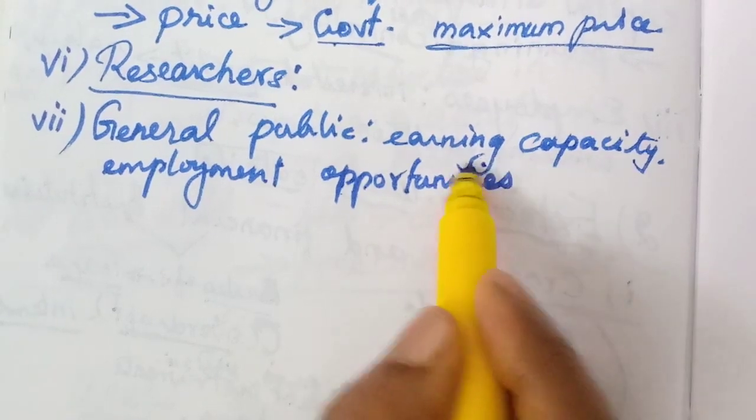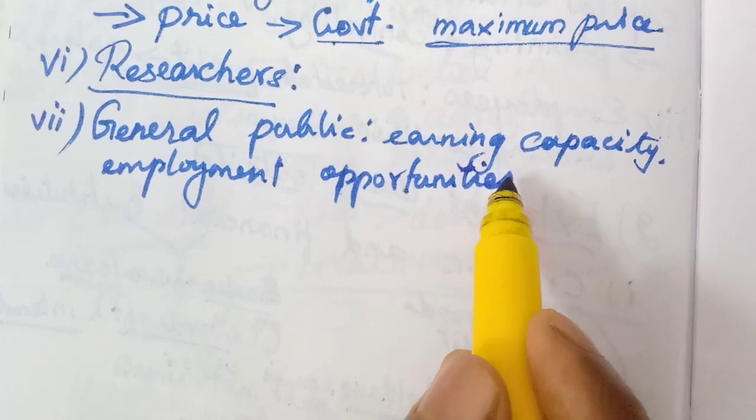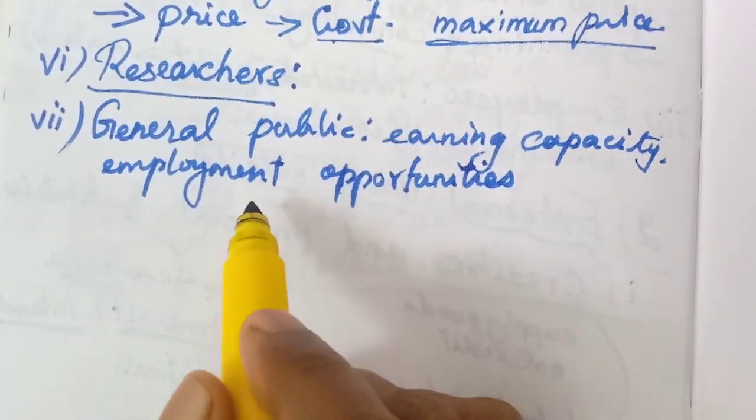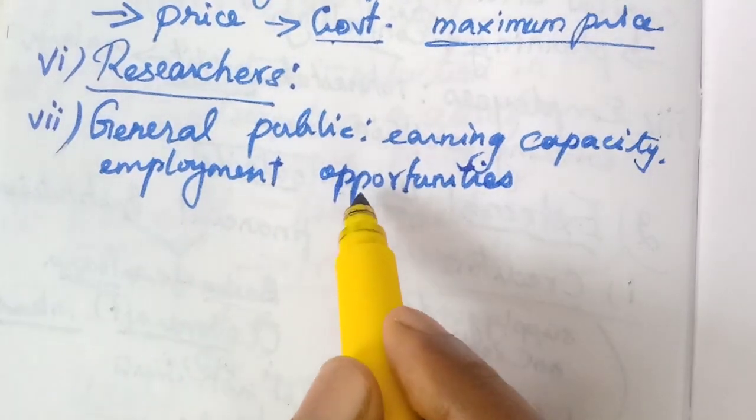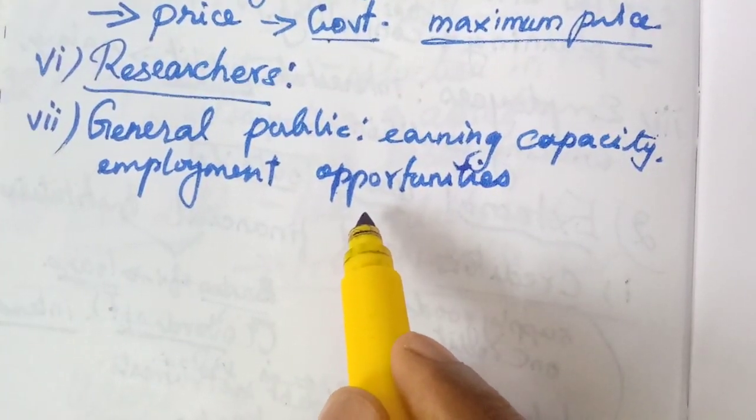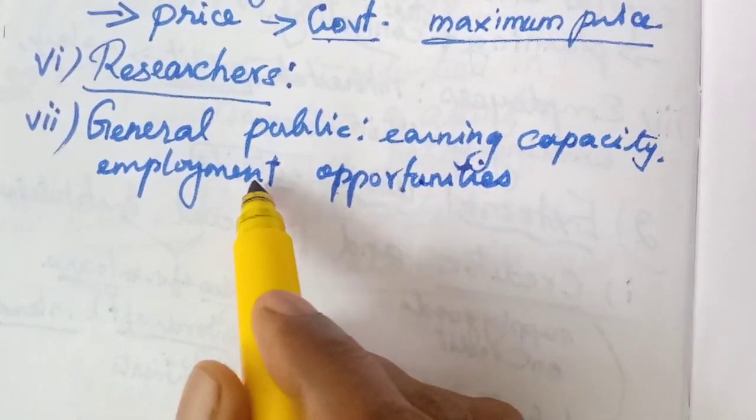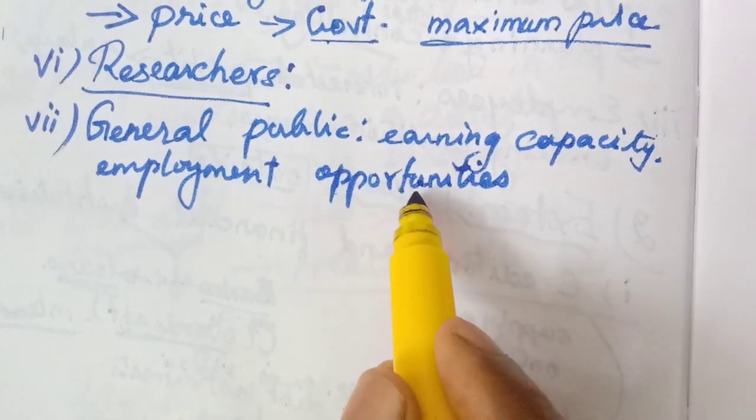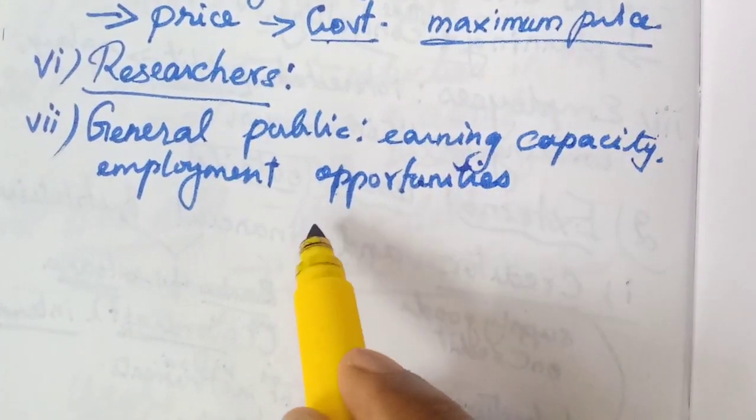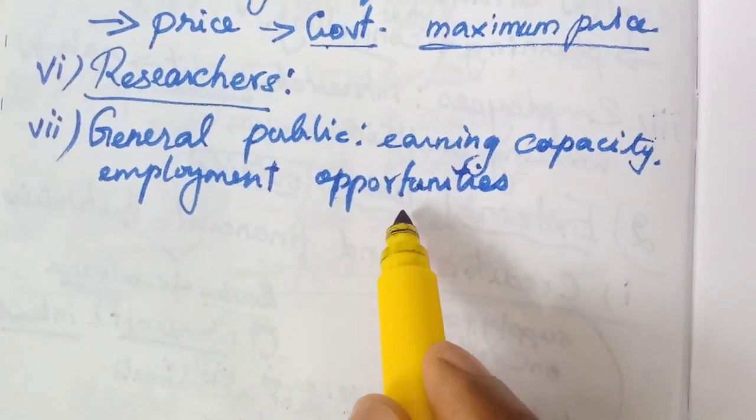Because if a company is in a developing stage, only then many people will have employment opportunities in that particular organization. But opposite to this, if it incurs loss continuously, will the public get any employment opportunities? No. Even if they get, they have to work free of cost only, isn't it? So they are worried about the earning capacity because the company provides employment opportunities for the public.